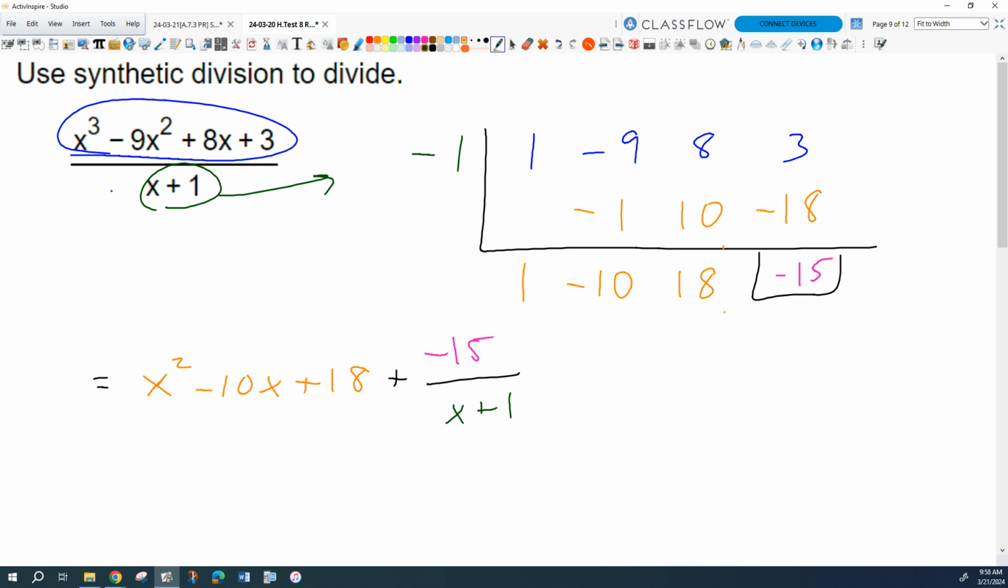Yep. Could you say minus 15? You could. If the numerator consists of a single term like that, a negative in the numerator is the same as a negative out front. So I could write that as -15 over x plus 1 also. That's fine, either way. Okay?